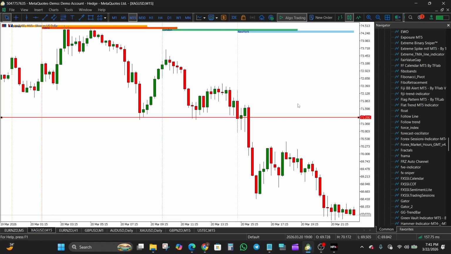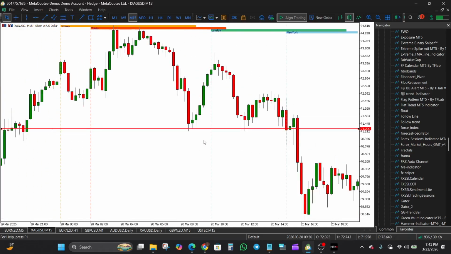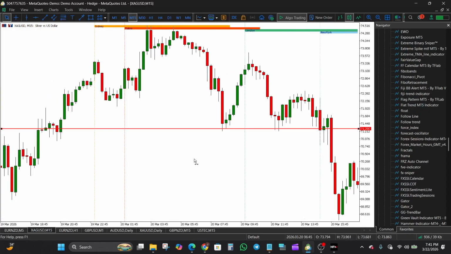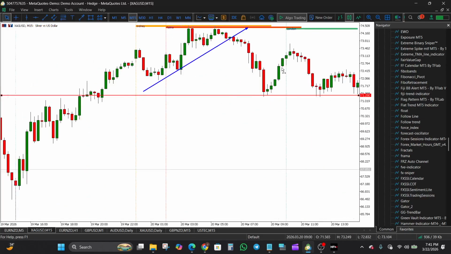Another key idea is that the market often creates a false move first, especially at the start of a major session. So this move may look convincing, but its purpose is often to trigger stop losses before the real direction becomes clear. Imagine someone expecting price to continue going up, only for the disappointment to set in.